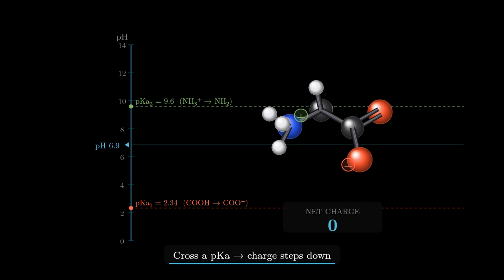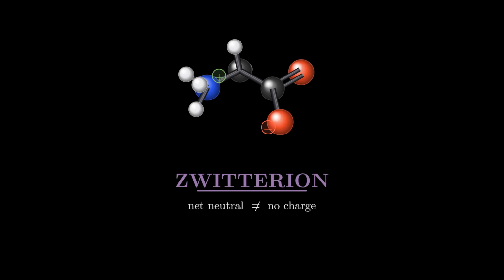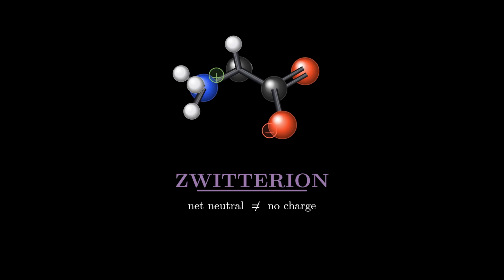And here's the correction to the second great misconception. A zwitterion is not uncharged. It is intensely charged. It just carries equal and opposite charges that cancel in the net. At the pH of your body, essentially every free amino acid exists as a zwitterion. Net neutral and no charge are not the same sentence. Keep raising the pH. Nothing dramatic happens for a while until you approach 9.6. There, the ammonium group crosses its pKa and gives up its proton.